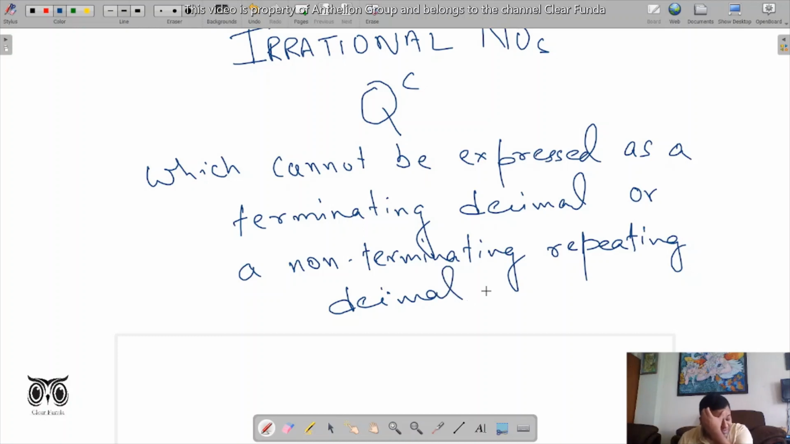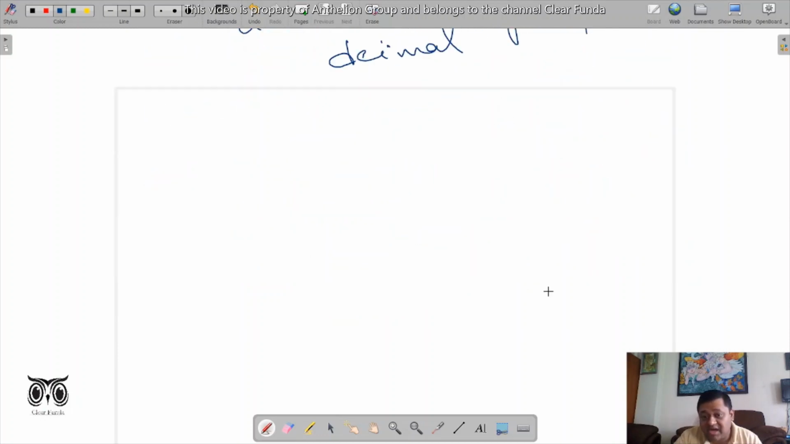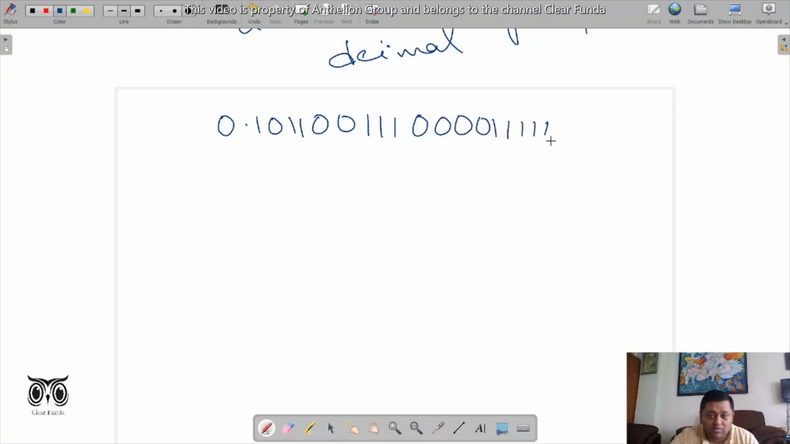So basically, in other words, जो रैशनल नहीं है वो इरेशनल है. तो हमको समझना पड़ेगा कि what kind of numbers are irrational numbers. So for example, 0.10110000111100. So देखो ये चलते ही रह गया. ये भी तो एक नंबर हो सकता है, कुछ भी हो सकता है. It can go on and on and on and on and on. So this is called an irrational number.